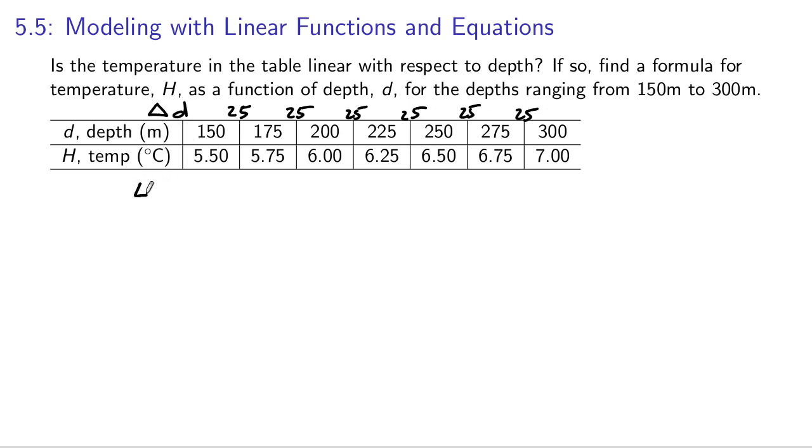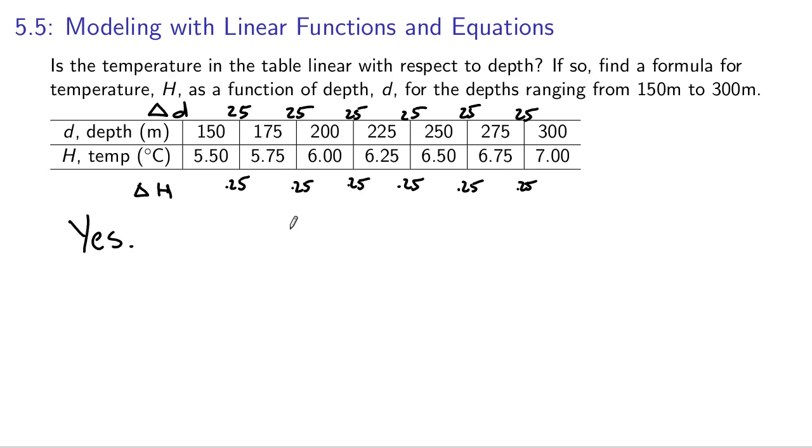So now let's look at the change in temperature between each cell. This looks like 0.25 degrees Celsius, 0.25, 0.25, 0.25, 0.25, and 0.25. So they are all the same. Is the temperature in the table linear with respect to depth? Yes. Find a formula h as a function of depth d for the ranges in here.